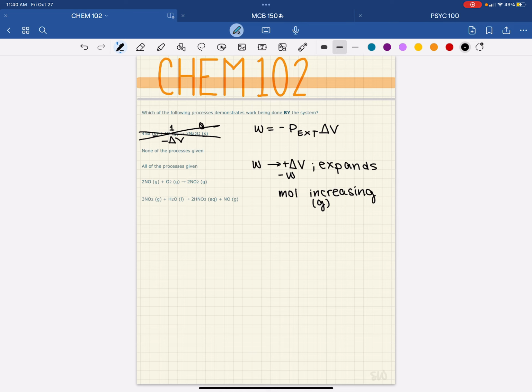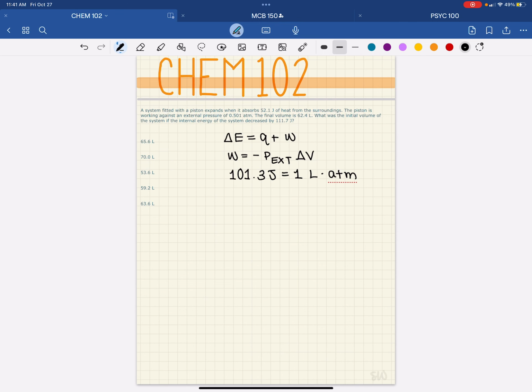2NO gas plus O2 gas, so I have 3 over here, gives 2NO2. Nope, that one can't be it either because the change in volume also decreases. Then I have 3 NO2 gas plus H2O makes 2 HNO3 and NO gas. So I have 1 gas over here, I have 3 gas over here. Can't be this one either because this one also decreases in volume. Therefore, none of the processes given demonstrate work being done by the system.